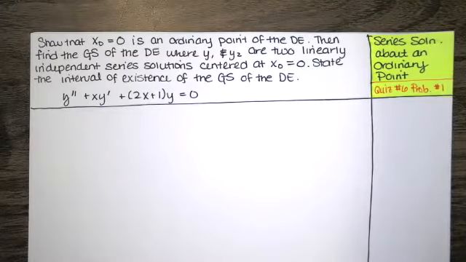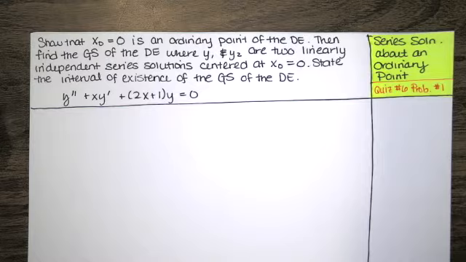In this video, we solve problem number 1 from quiz number 6 from the fall 2020 semester. It involves finding a series solution about an ordinary point. We're asked to show that x naught equals 0 is an ordinary point of the differential equation. And then we're asked to find the general solution of the differential equation, where y1 and y2 are two linearly independent series solutions centered at x naught equals 0.